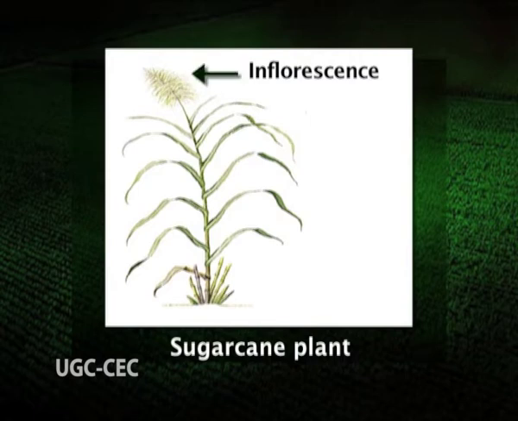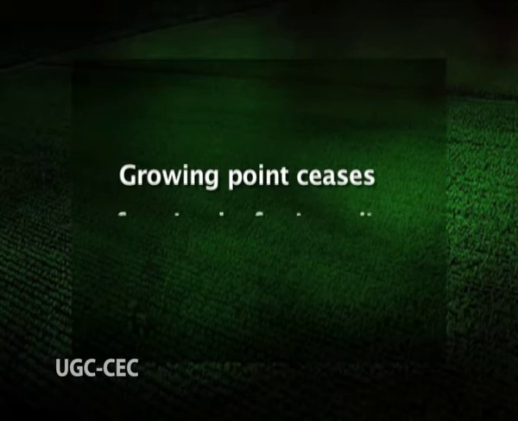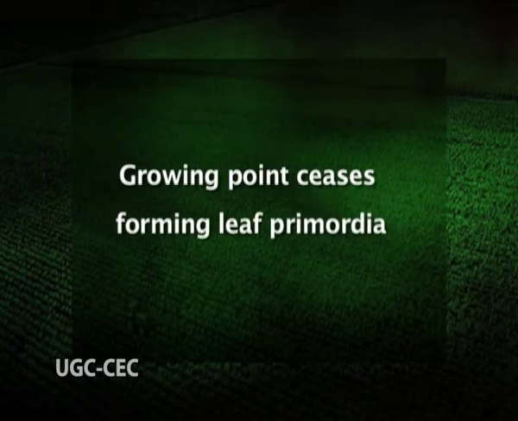Inflorescence. When a sugarcane plant has reached a relatively mature stage of development, its growing point may, under certain photoperiod and soil moisture conditions, change from the vegetative to reproductive stage. This means the growing point ceases from forming leaf primordia and starts the production of an inflorescence.